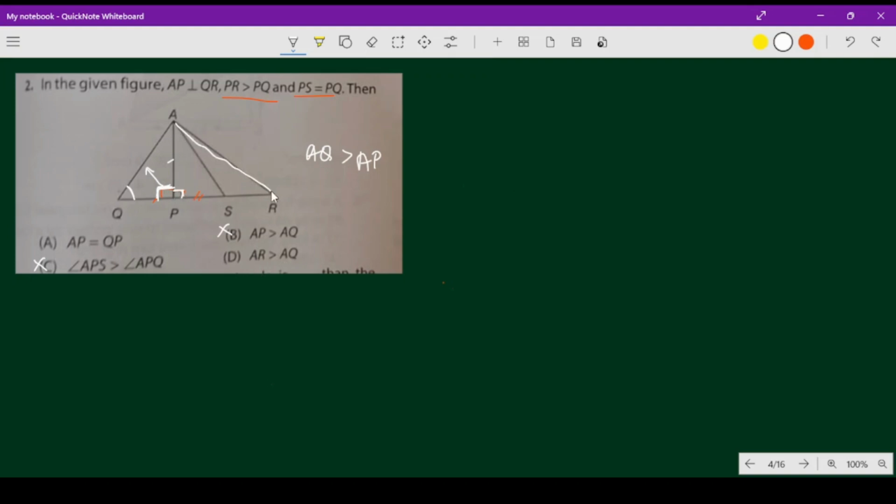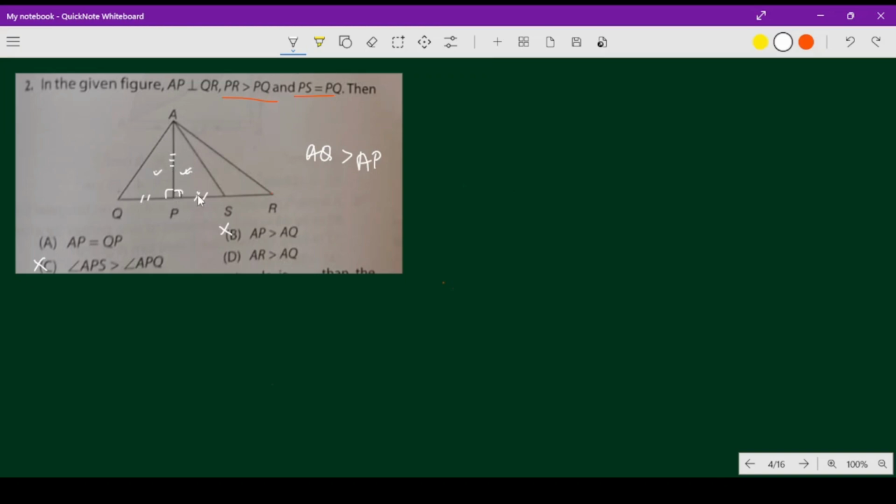AR is bigger than AQ. Now let's try to figure this out once again. Over here, the given information is PS and PQ are equal, and as this is 90 degrees, we can find that this triangle and this triangle are congruent, because this side is common for both of these triangles.